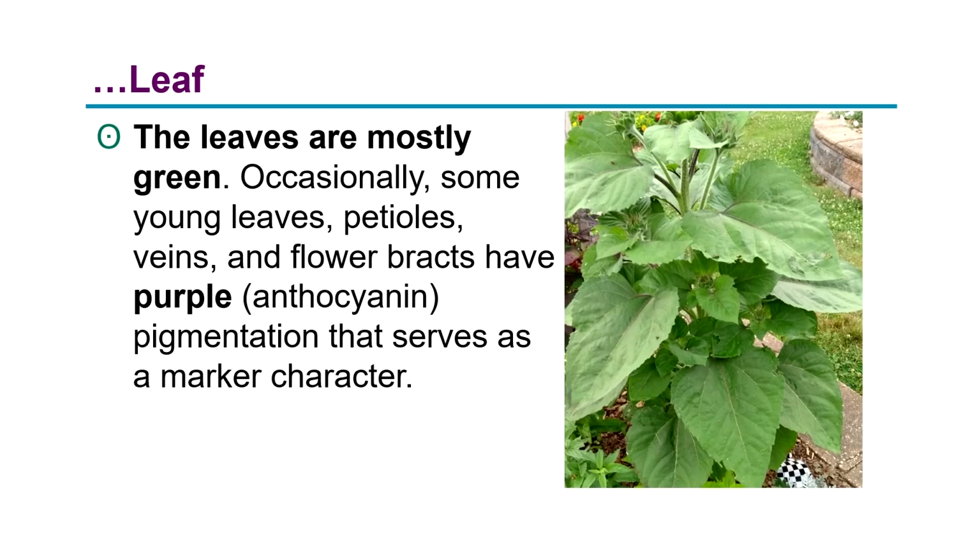The leaves are mostly green. Occasionally some young leaves, petioles, veins and flower bracts are purple. This purple color can come due to accumulation of anthocyanin pigment. So the pigmentation serves as a marker character, and one can identify certain varieties also.